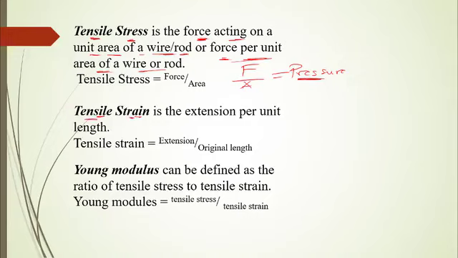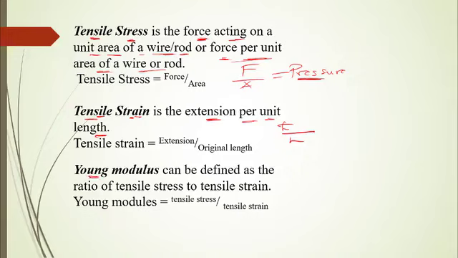And what about tensile strain? When we talk about tensile strain, we're simply referring to the extension per unit length. Put simply, tensile strain is given as the extension over the original length of the material.